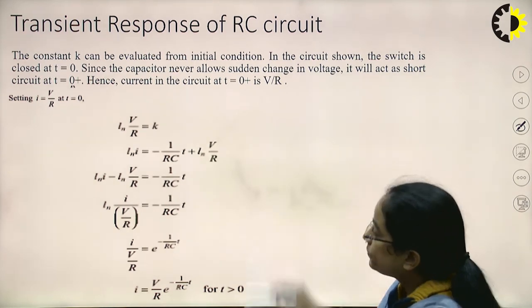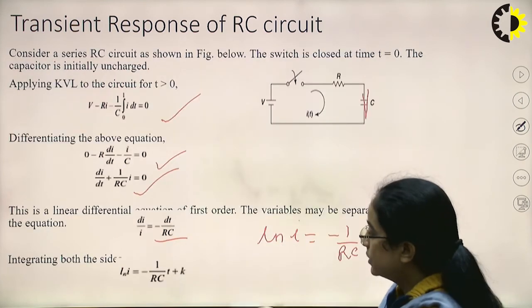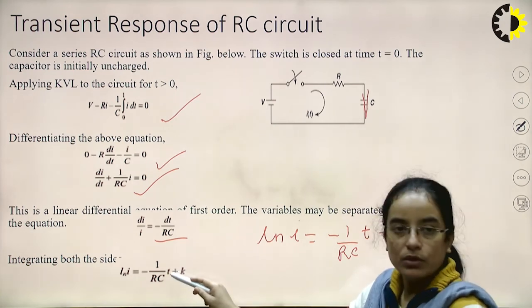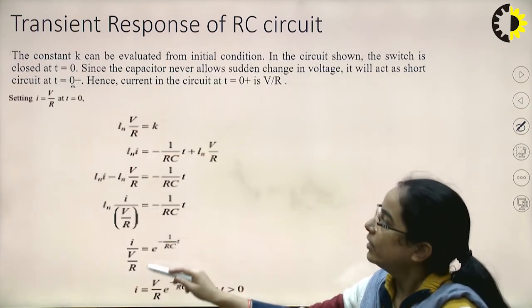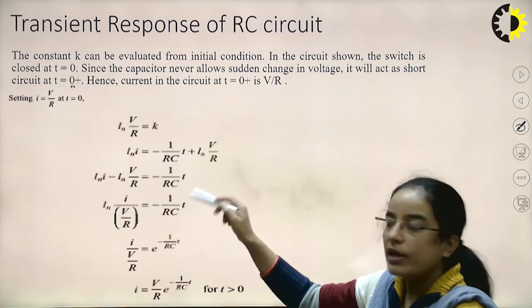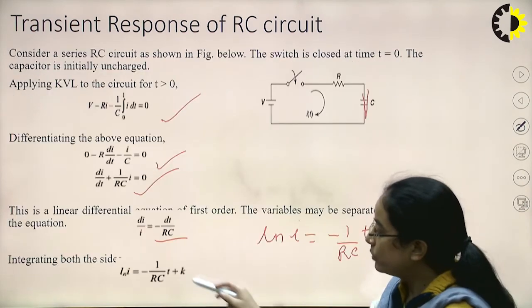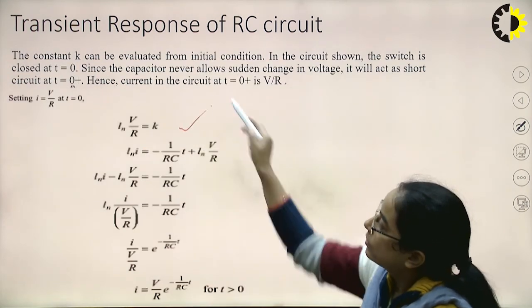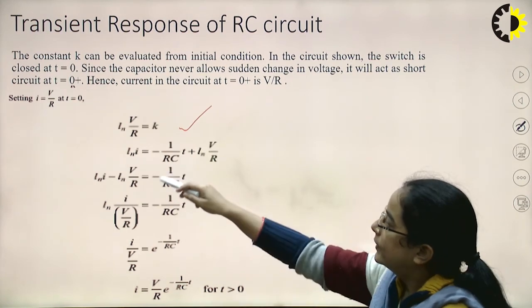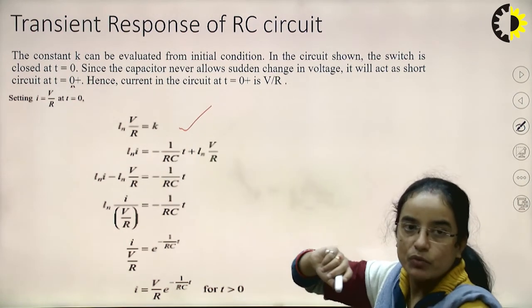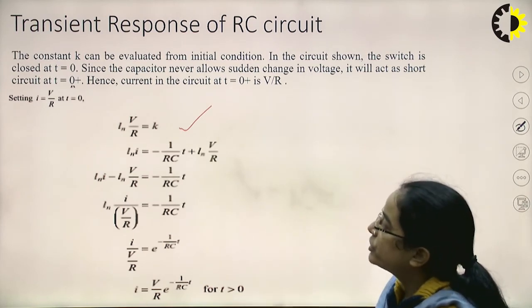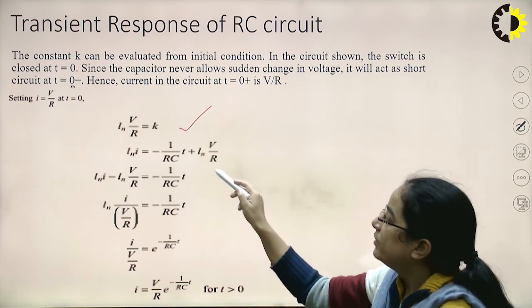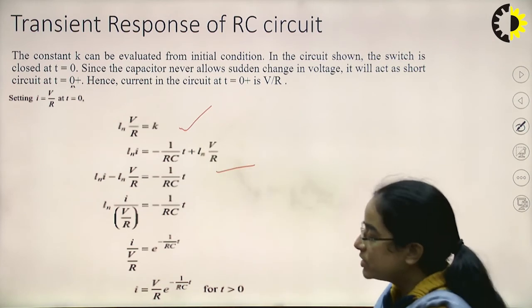Now we can write this equation, if we put t equal to 0, ln I as ln V by R. Since in this equation, if we put t equal to 0, this part is 0. So k equal to ln V by R. Now we know the value of constant k, so we can write the complete equation as ln I equal to minus 1 by RC into t plus ln V by R.